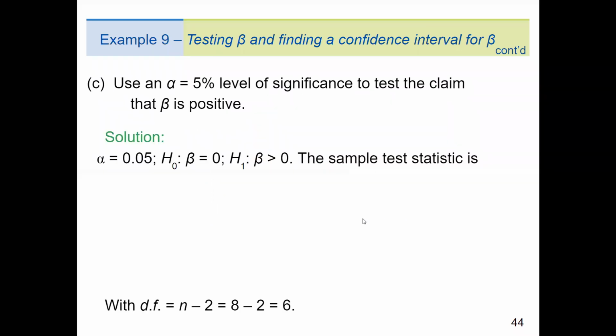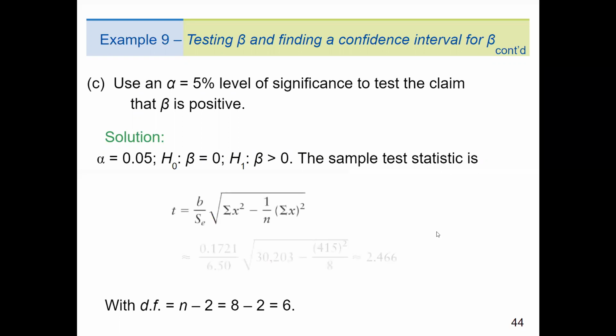Use an alpha of 5% level of significance to test the claim that beta is positive. So we're using alpha equal to 0.05, your null hypothesis beta equal to 0, your alternate hypothesis beta greater than 0, and the sample test statistic is t. Go ahead and write the rest of that down.